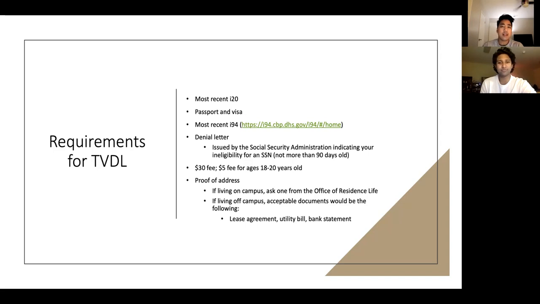Okay, and then there's the fee, which is $30 or $5 for ages 18 to 20 years old. And then you'll need your proof of address. So for the proof of address, if you live on campus, then you can basically ask for one of these from the Office of Residence Life. Or if you live off campus, there are acceptable documents, and some of those would be your lease agreement if you live in an apartment, or a rented home, your utility bill, so that's the electricity or gas bill, whichever works, and then a bank statement if you already have one.